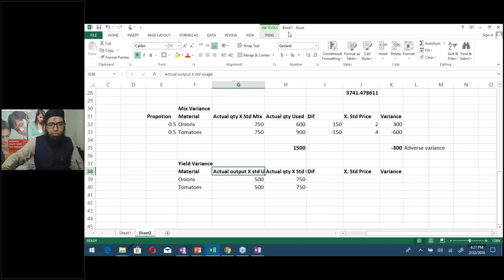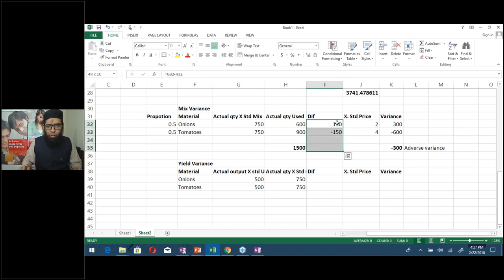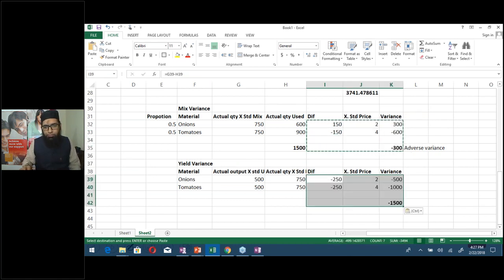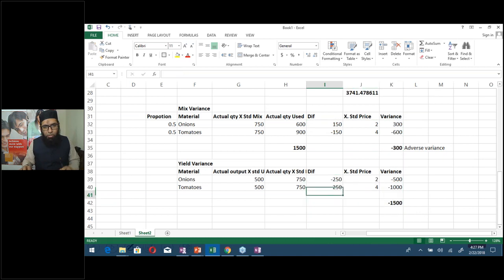Now, as far as the difference portion is concerned, because my further formulas are almost similar, I will simply copy and paste it. Control C for copy and Control V for paste. So my variance will be how much? It is 1500. And once again, because it is in minus, it will be adverse.